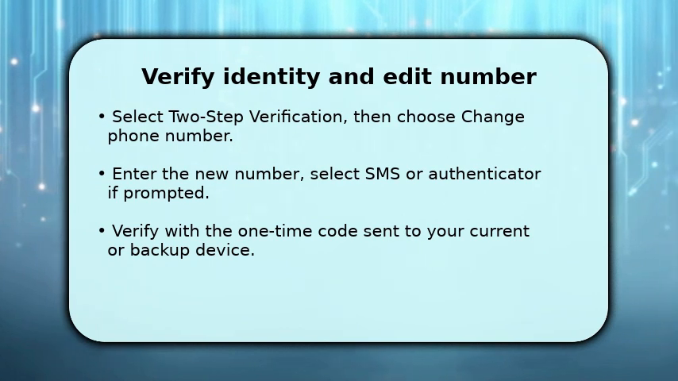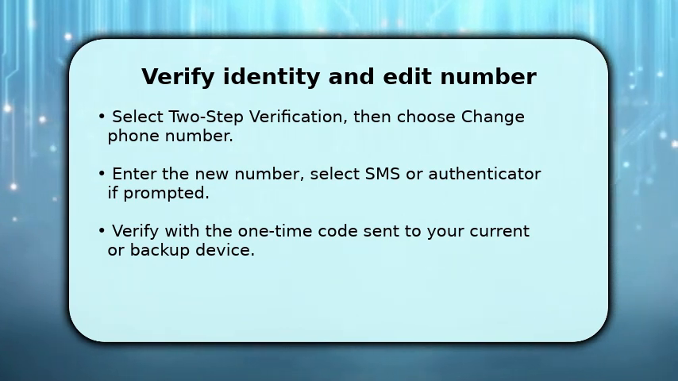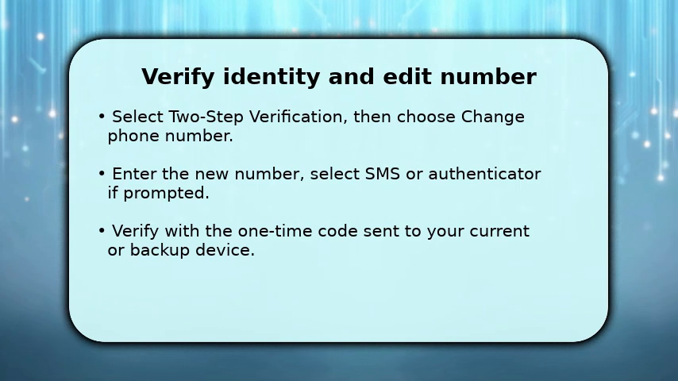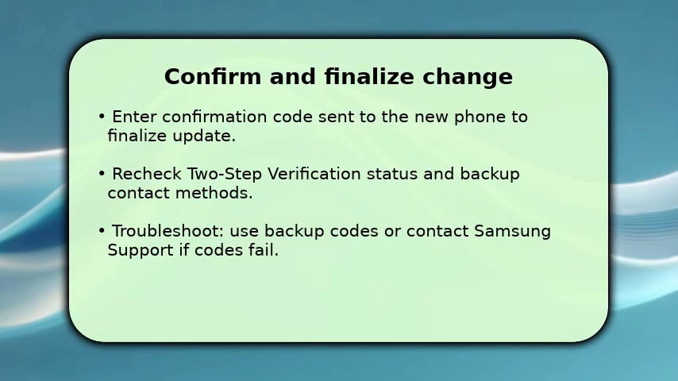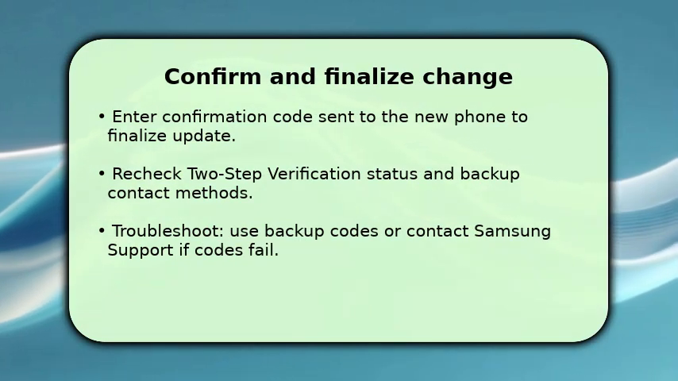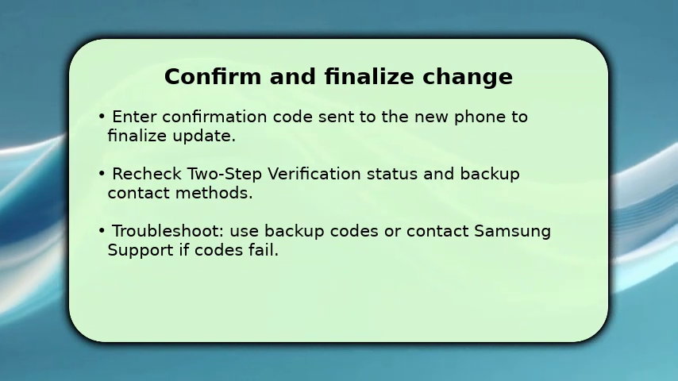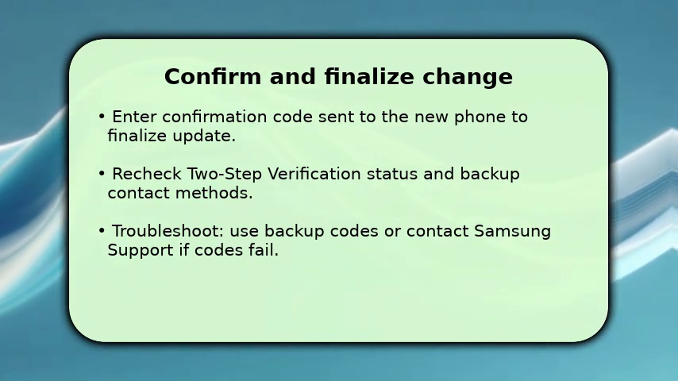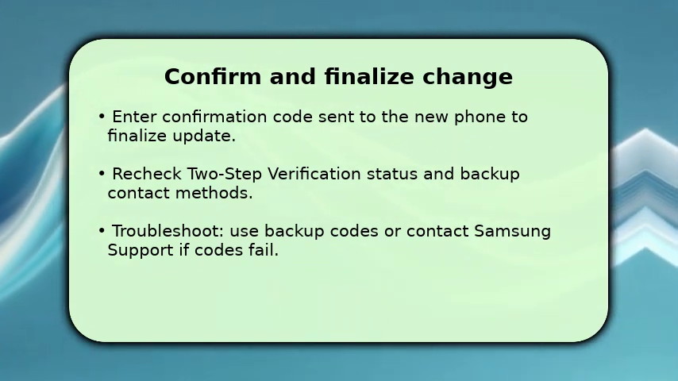If you see options for backup codes or secondary devices, enable them now to prevent lockout. You finish by entering the confirmation code sent to the new phone. Once accepted, Samsung updates your two-step verification contact and displays a success message.